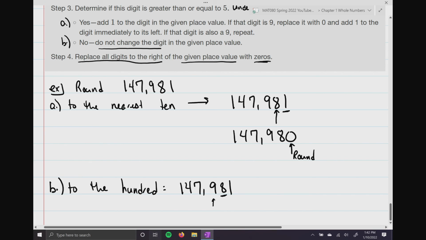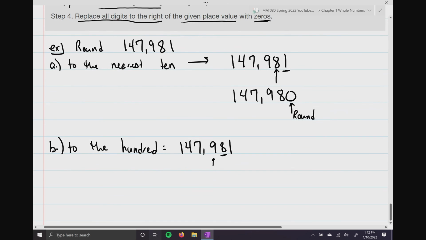And that's where this kicks in. If the digit is a 9, replace it with a 0 and add 1 to the digit immediately to its left. So what we're going to do is rewrite this number as 148,000 and then replace everything with zeros. And there's our rounded value right there. Okay? Let's try another one here.